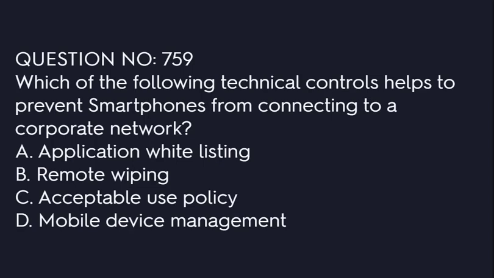Question number 759. Which of the following technical controls helps to prevent smartphones from connecting to a corporate network? A. Application whitelisting. B. Remote wiping. C. Acceptable use policy. D. Mobile device management. The answer is D.